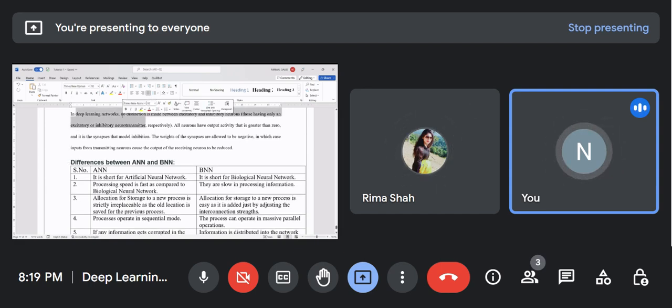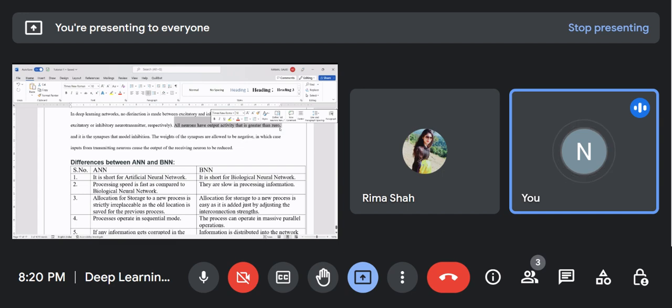So in deep learning networks, we haven't found any concept of excitatory and inhibitory. There is no distinction. All neurons have output activity that is greater than zero, and the synapses model inhibition. Ultimately we don't have such kind of things, no distinction between what is excitatory and what is inhibitory.